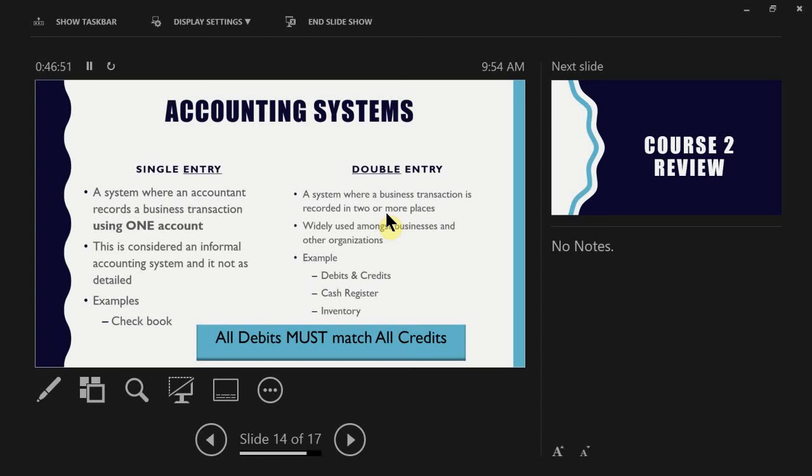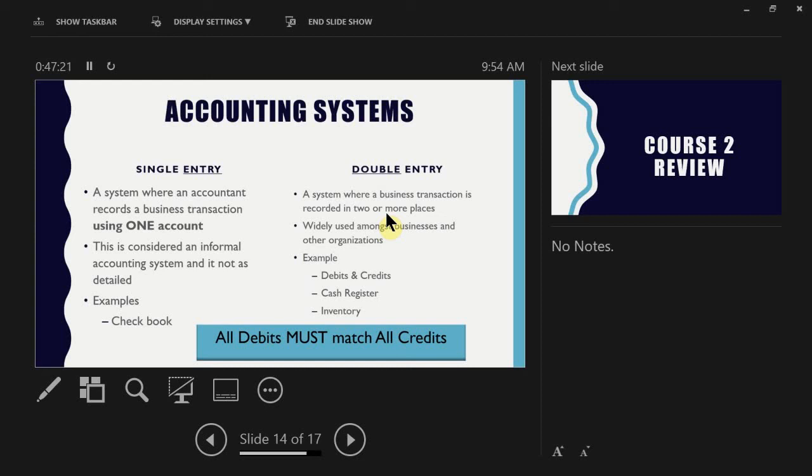Okay? And for this class, we are going to utilize the double entry. Why? Because GAAP says so. Okay? GAAP does not allow us to do single entry. However, when we move into QuickBooks, you will be using single entry. But for this class, we will be looking at double entry.